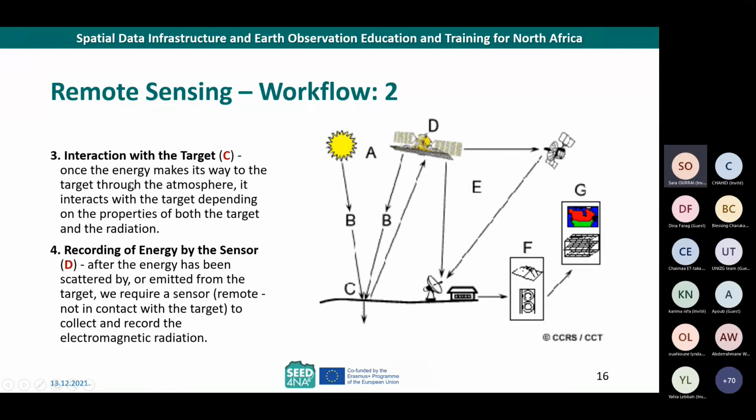That energy makes its way to the target through the atmosphere, and it interacts with the target depending on the properties of both the target and the radiation. After passing through the atmosphere, it comes to the sensor and hits the sensor, which collects the energy reflected from the Earth. After that, the energy is recorded on the sensor, and at this time the image is created. Tomorrow I will also explain how the image is created according to this energy.